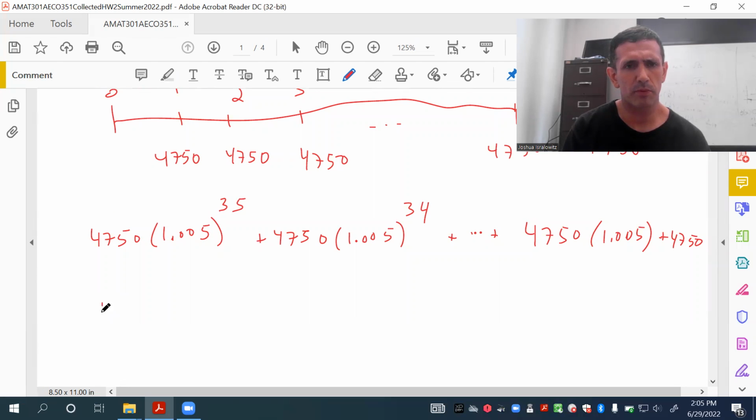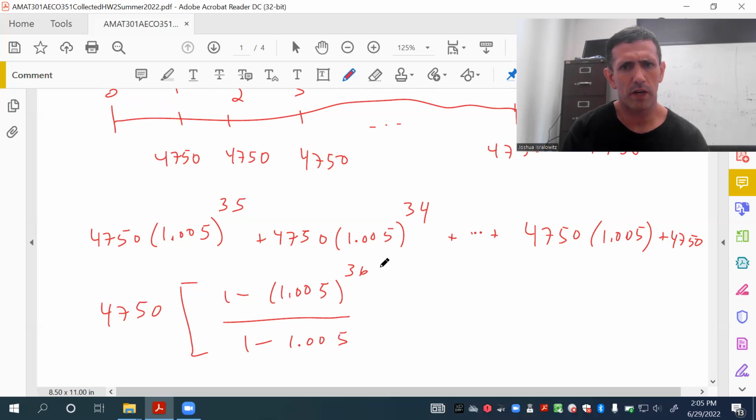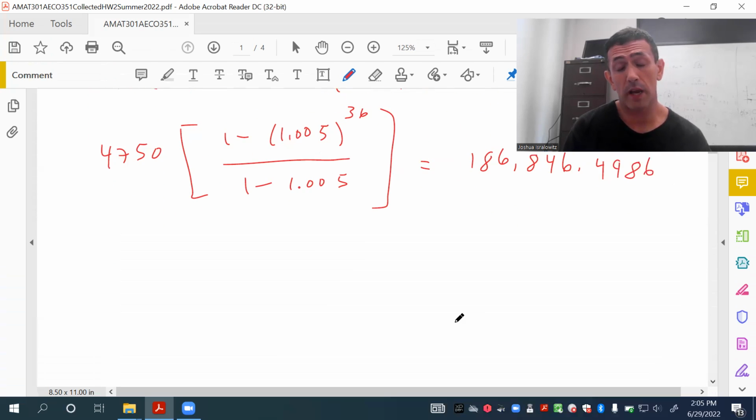So this is just very simply $47.50 times a geometric series, 1.005 to the 36, 35 plus 1, over 1 minus 1.005, which is 186.8464986. So this is the time value of employees for one employee. Sorry, the time valued total cost of one employee.